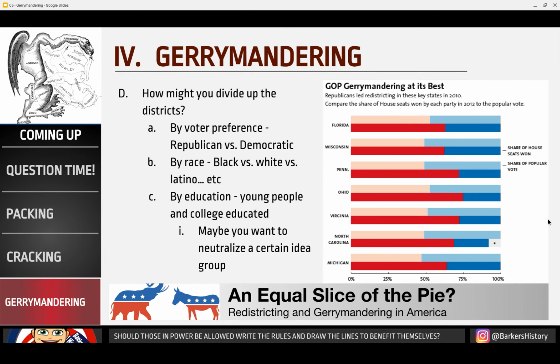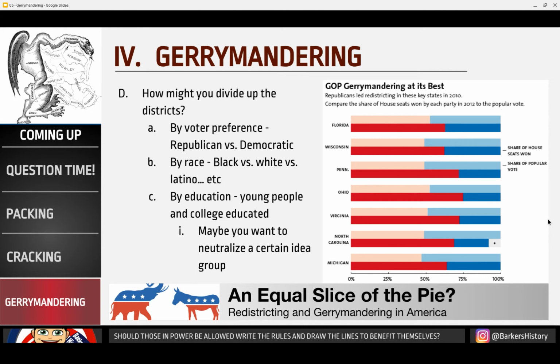So how might you divide these voters up? Well, there's a lot of different ways. And whether you pack or whether you crack, that depends on how you want the votes to play out. And that's going to depend on where people are. But you might choose to pack or to crack based on a number of factors. One of them could be voter preference.